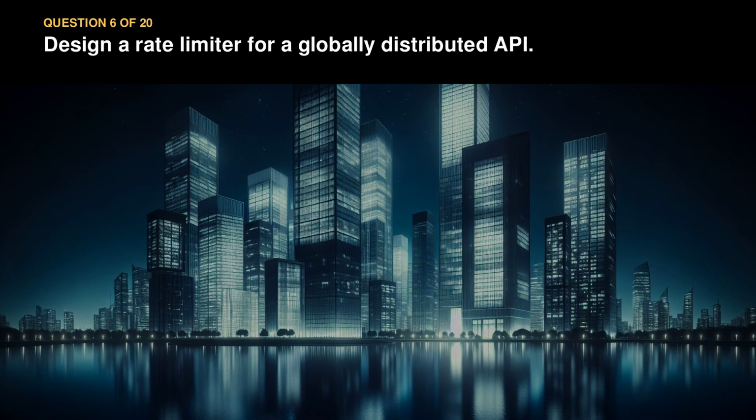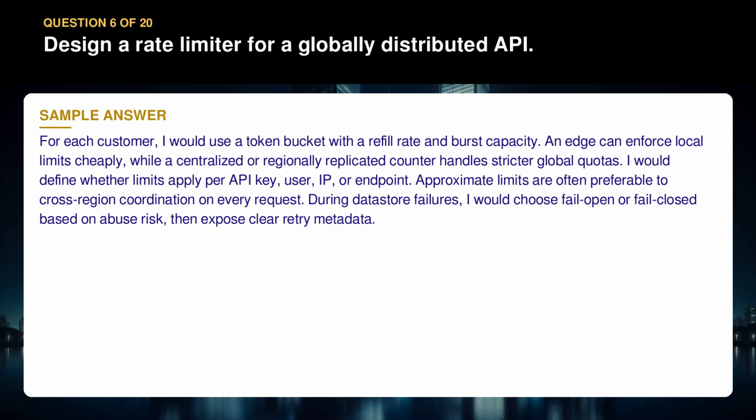Question 6. Design a rate limiter for a globally distributed API. For each customer, I would use a token bucket with a refill rate and burst capacity. An edge can enforce local limits cheaply, while a centralized or regionally replicated counter handles stricter global quotas. I would define whether limits apply per API key, user, IP, or endpoint. Approximate limits are often preferable to cross-region coordination on every request.